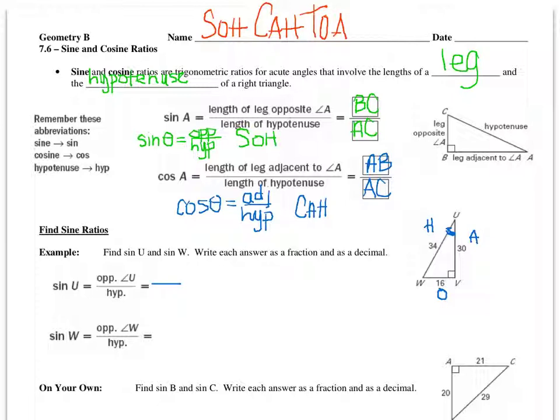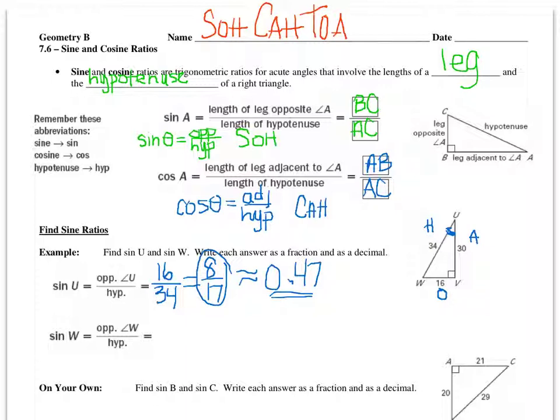So my opposite side for angle U is 16. My hypotenuse is 34. And the directions say write each answer as a fraction, and we're going to simplify that fraction, and as a decimal. So 16 over 34 reduces to 8 over 17. This would be my fraction form. And if you put that into your calculator, it's about equal to 47 hundredths. This would be your decimal form.